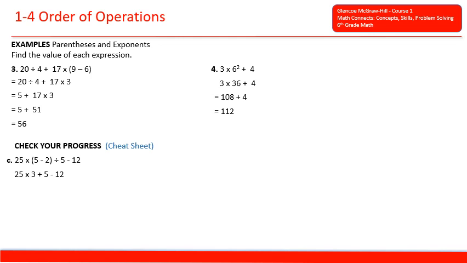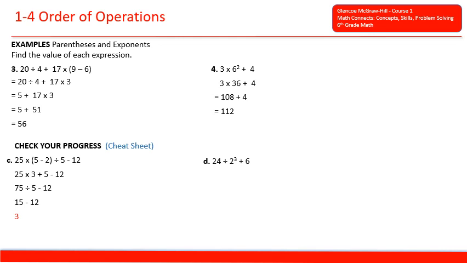Now PEMDAS, so parentheses we dealt with, there's no more. Exponents, I don't see any. So multiplication and division. We have multiplication and division in this problem. And because the multiplication comes first when reading it left to right, we're going to multiply 25 times 3, which is 75, divided by 5 minus 12. Now we have to do the division. So 75 divided by 5 is 15 minus 12. And now we'll just do the subtraction, and there we have the answer of 3.